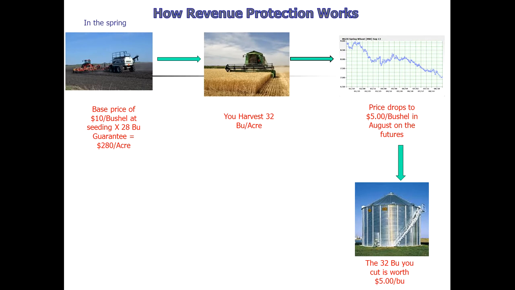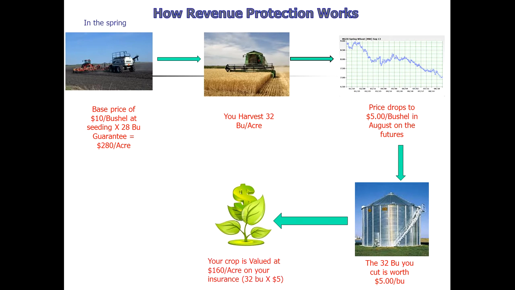So in our example here, once again, we started with a high base price. We cut more than what our bushel guarantee was, but now the price has dropped off to only $5 as far as how your insurance is going to value it. So we'll turn a claim in at this point. You still qualify for a loss because of a revenue drop. And they're going to value your crop, that 32 bushels you cut, at only $5.